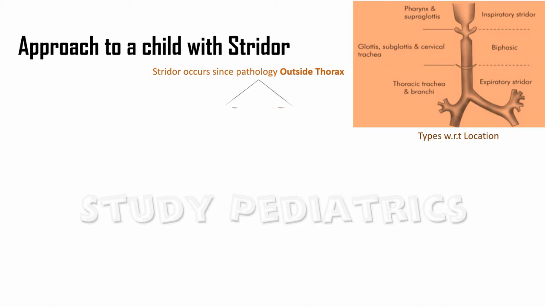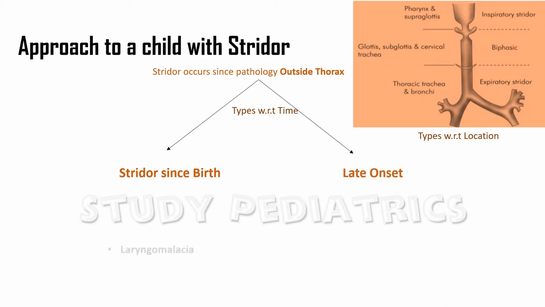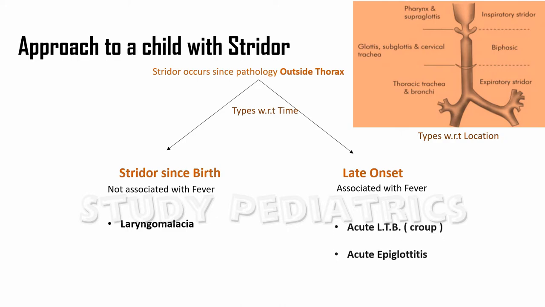Also, stridor can be of another two types with respect to time of onset, that is stridor since birth and stridor of late onset. Stridor since birth includes laryngomalacia, which is not associated with any infection, hence no fever is seen. Whereas stridor of late onset usually is associated with infection such as acute epiglottitis or acute LTB. Let's move ahead and see what is laryngomalacia.